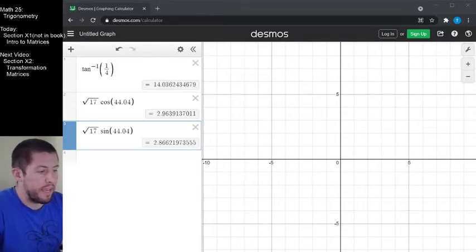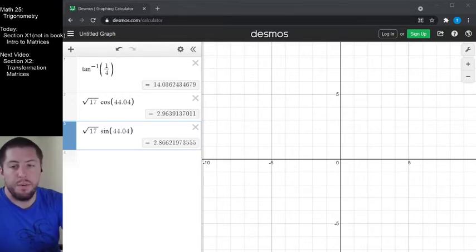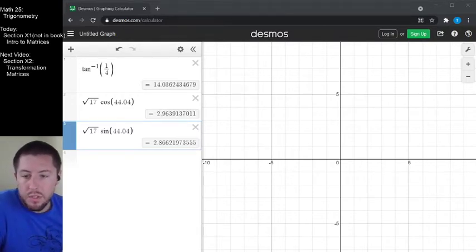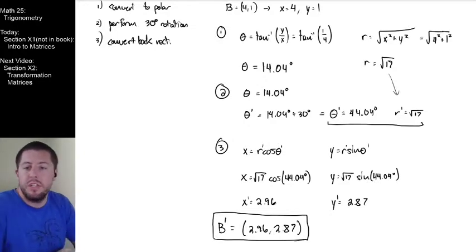So that would be my x prime and y prime. I would conclude here that b prime is about 2.96, 2.87 after having performed a 30-degree rotation there, right? And this is a good general concept associated with performing rotations. So we got our x prime and our y prime, and I'm writing that overall as our b prime right there. And again, our big point here is that to perform rotations, xy coordinates aren't your friend. Polar coordinates are your friend.